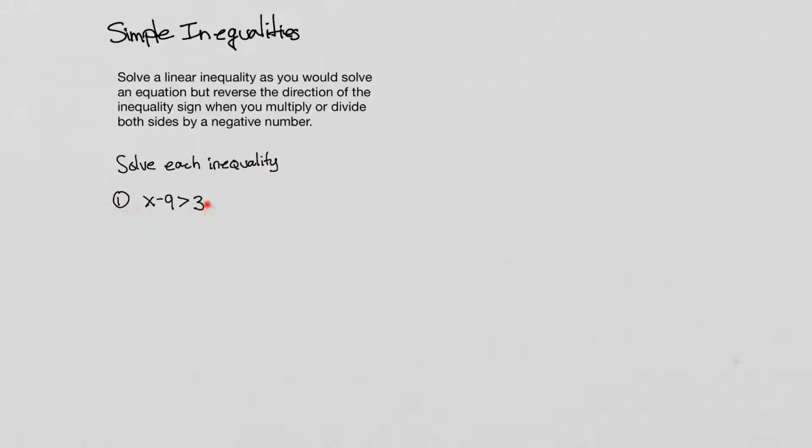Here's number 1. Let's solve x minus 9 greater than 3. As an equation, what we're going to do is add 9. Now we're adding, so we're not going to change the direction of the sign. We do that only when we multiply or divide by a negative. So if you just add 9 to this side and add it to this side, we're going to get x greater than 12.